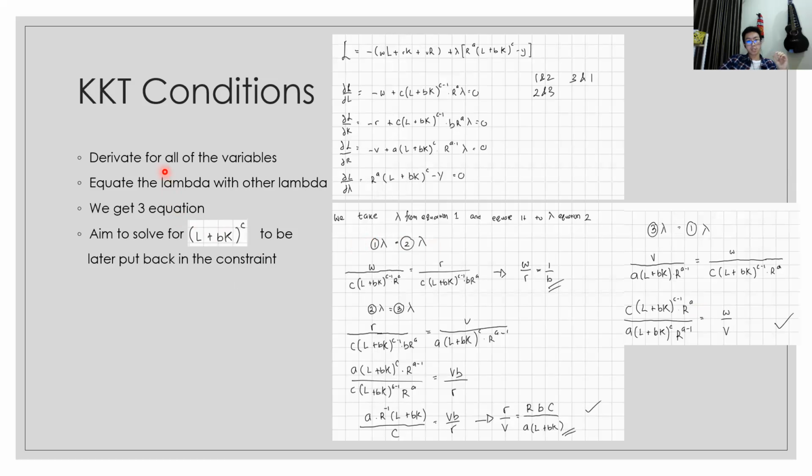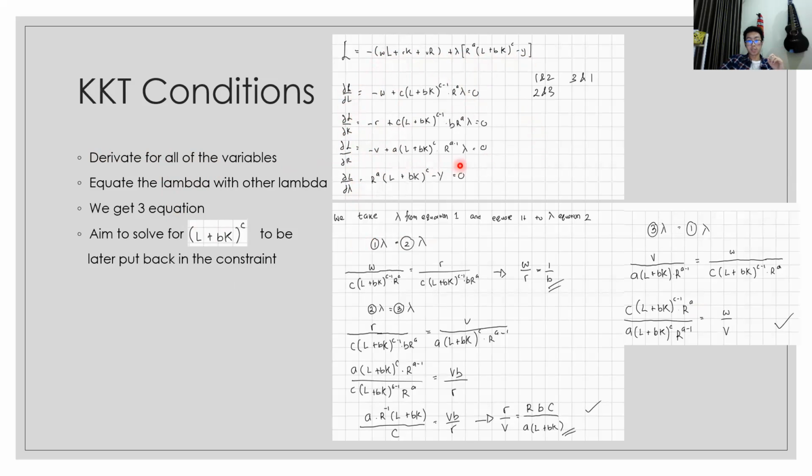Using the Kuhn-Tucker condition, we're going to take the derivative with respect to all the variables. Since we have 3 variables from the function and 1 from the lambda or the constraint, we're going to differentiate with respect to lambda, then with respect to L, then K, and R. And last but not least, with respect to lambda. And we get this value right here.